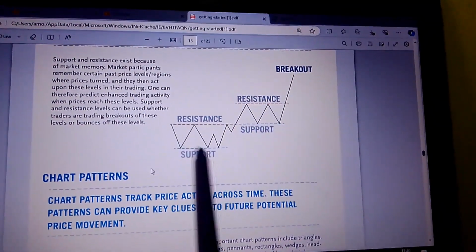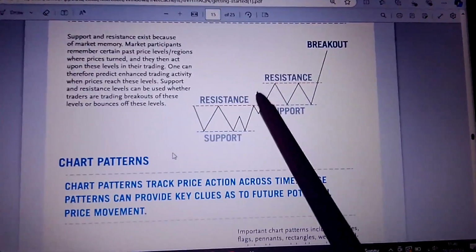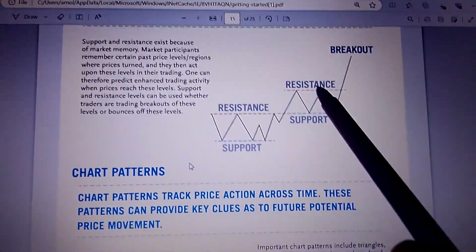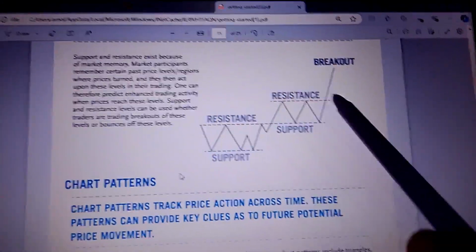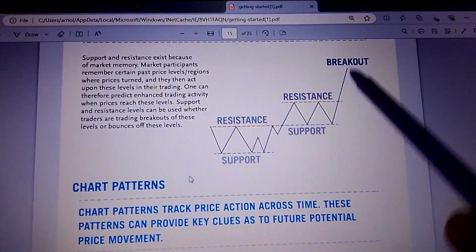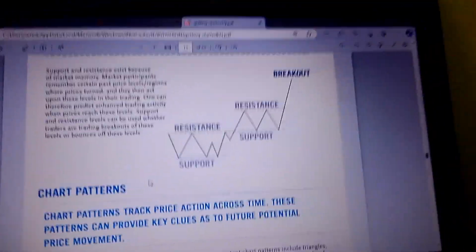So by knowing where the supports and resistances are, you can know whether to buy or sell. And by knowing that also, you can know whether a currency pair has broken out of that pattern. Like this point, that's a breakout point. So it has left the trend that was happening here.